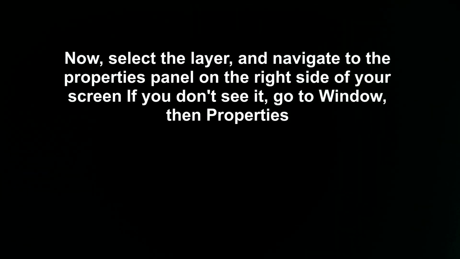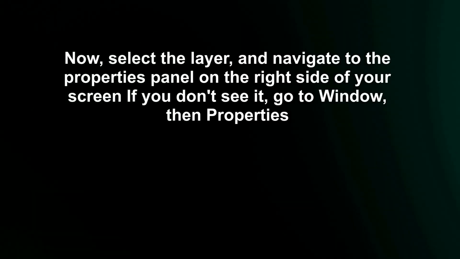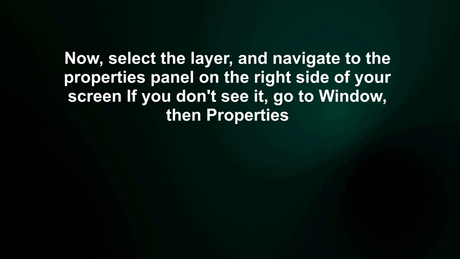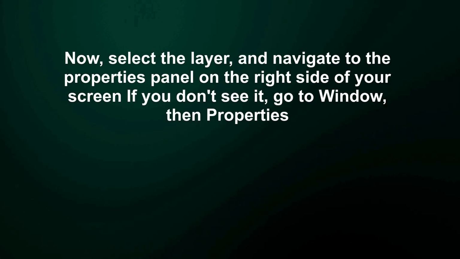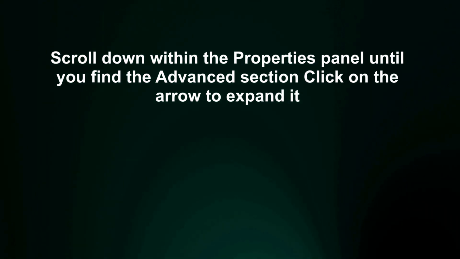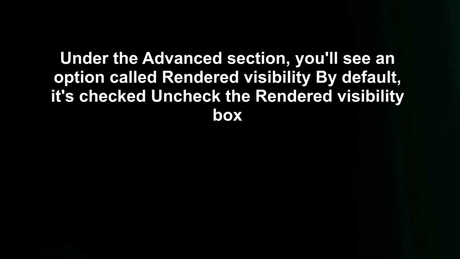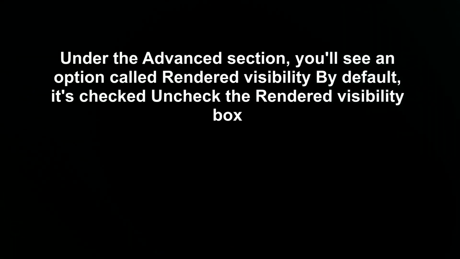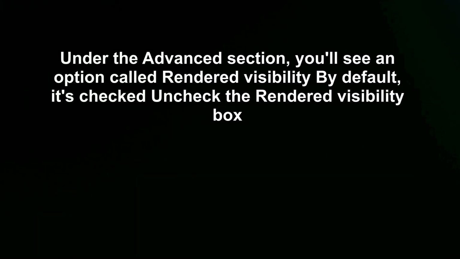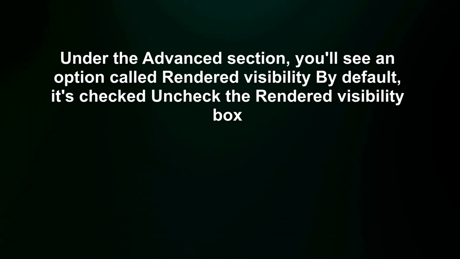Now, select the layer and navigate to the Properties panel on the right side of your screen. If you don't see it, go to Window, then Properties. Scroll down within the Properties panel until you find the Advanced section. Click on the arrow to expand it. Under the Advanced section, you'll see an option called Rendered Visibility. By default, it's checked. Uncheck the Rendered Visibility box.